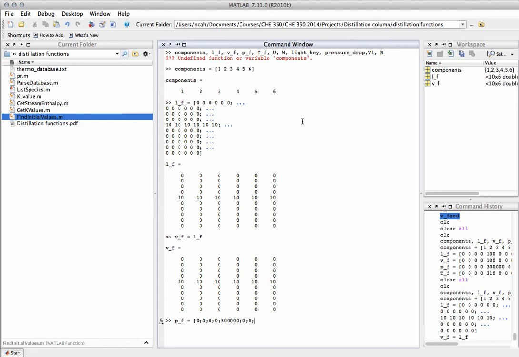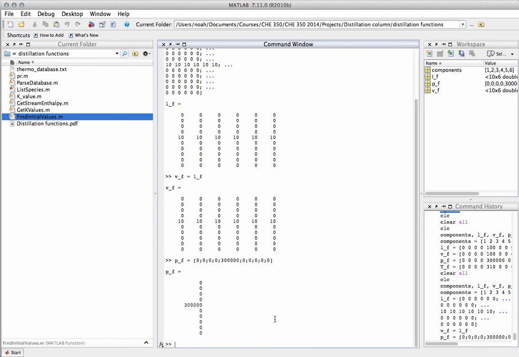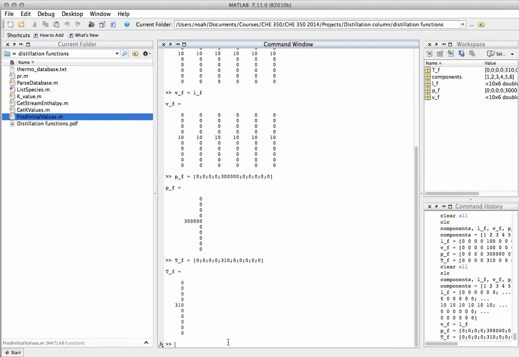Then 5, 6, 7, 8, 9, 10. 10 rows. 1, 2, 3, 4, 5, 6, 7, 8, 9, 10. I only want 10. All right, so that's the structure of PF. TF has exactly the same structure, except now it's temperature in Kelvin. So let's say I've got 310 Kelvin in the single feed stage.